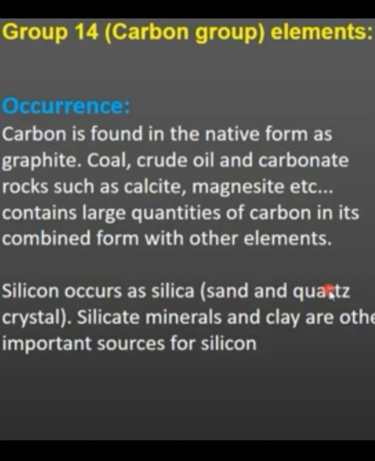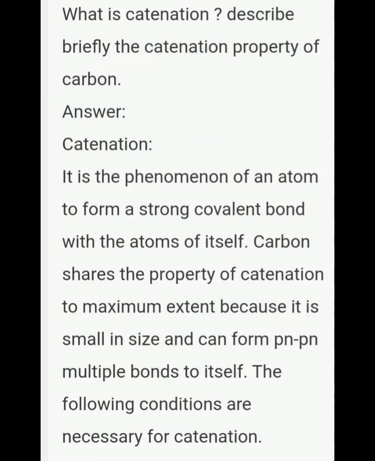Then silicon occurs as silica, nothing but sand, and quartz crystal. Silicate minerals and clay are other important sources of silicon. So mainly in the carbon group elements, carbon and silicon are the most important elements. Then germanium and tin are the semi metals. So later we will see. So this is the occurrence of carbon and the other elements.